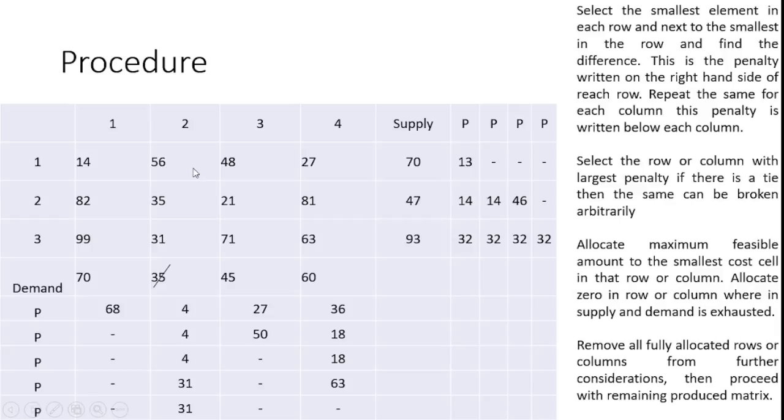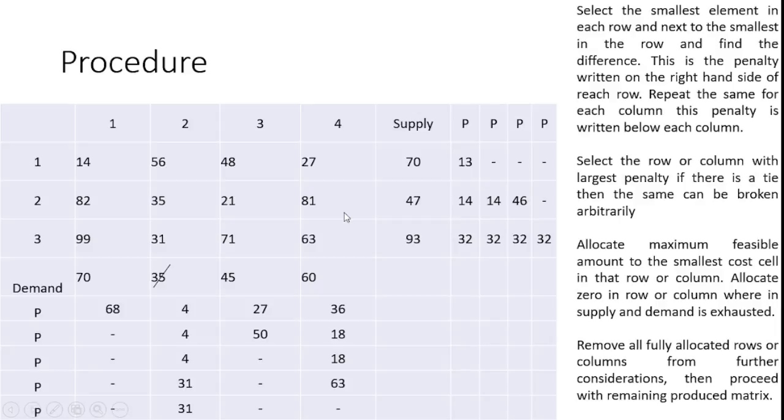Similarly, column wise, the smallest element is 31, the next smallest is 35, so we write the penalty as 4. Then in the third column there is 21, and the difference between 21 and 48 is 27, so the penalty for the third column is 27. For the fourth column the smallest element is 27, the next smallest is 63, so the difference between both is 36, so the penalty of this fourth column is 36. Likewise, we write the penalty for each row and each column.